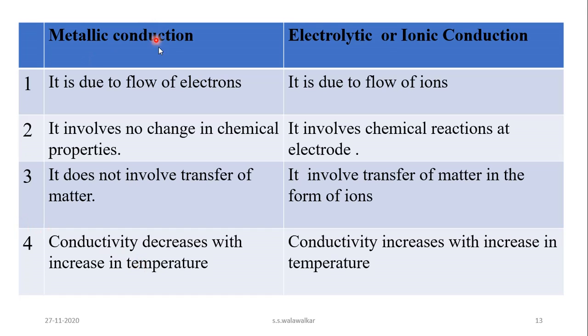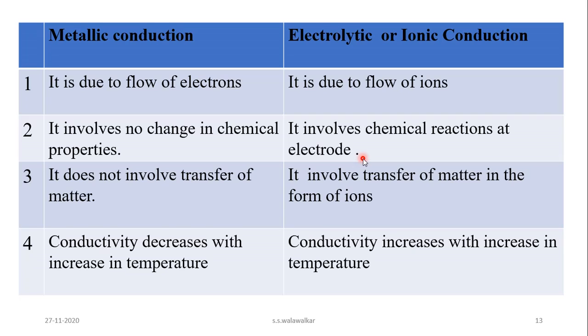So let us see the difference between metallic conduction and electrolytic conduction. Metallic conduction is due to flow of electrons, and electrolytic conduction is due to flow of ions, positively charged or negatively charged. Metallic conduction involves no change in chemical properties. It is a physical change. But in electrolytic or ionic conduction, a chemical reaction takes place. Dissociation of the electrolyte takes place. That means a chemical reaction takes place at the electrode.